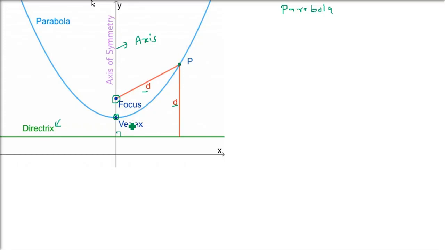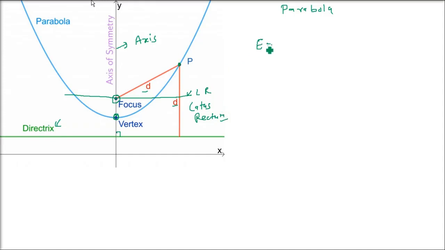One more thing, the latus rectum. The latus rectum of any conic is the chord passing through the focus and perpendicular to the axis. So from the focus we make a line perpendicular to the axis of symmetry. This line is called the latus rectum, and its length for a parabola is 4a.